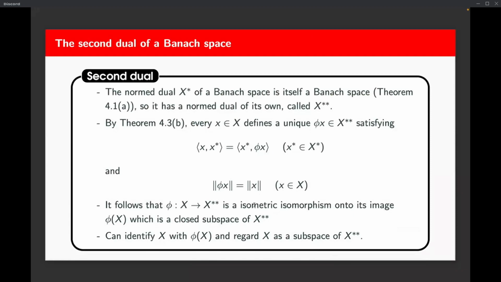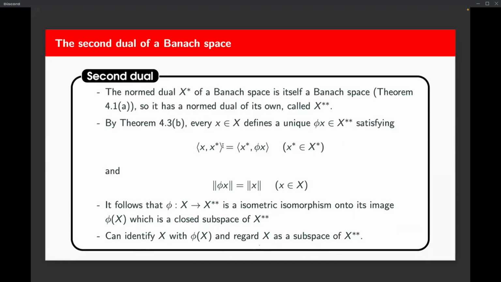And because of this isometric embedding of X into X double star via phi, we can just identify X with its image under phi and pretend that X is a subspace of X double star. And so when we want to evaluate with an element of the double dual, this bracket notation is going to come in handy because we'll just switch sides.